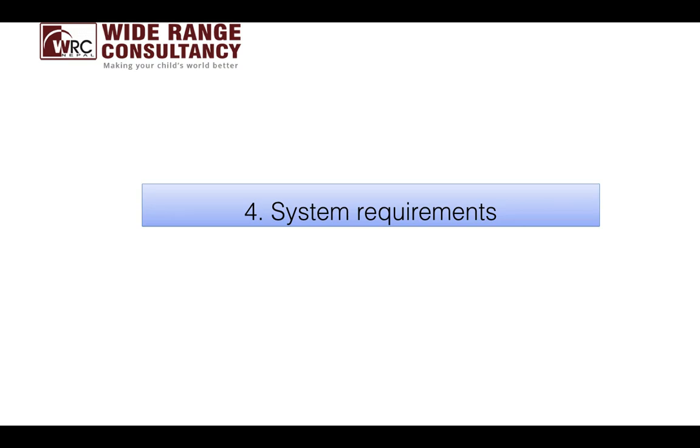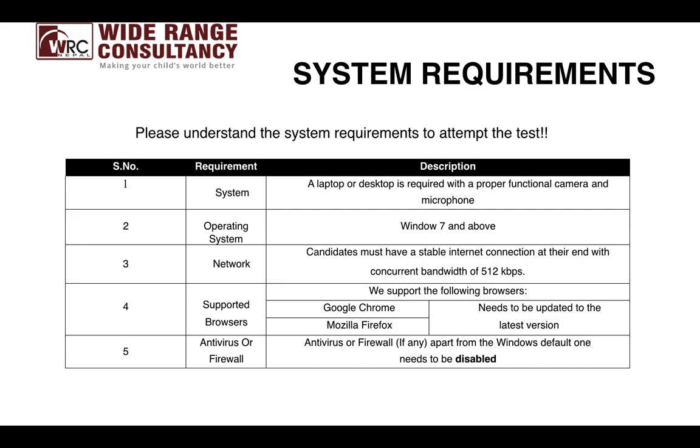Number 4, system requirements. The most important thing for the test is system requirements. So let's have a look at it. Once you understand the system requirement, it will be very easy for you. Number 1, system requirement description. Let's have a look at the description as well. A laptop or desktop is required with a proper functional camera and microphone. So you cannot give your exam without a laptop or a desktop, and you need to have a functional camera and a microphone that works.